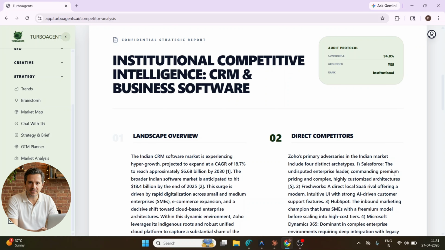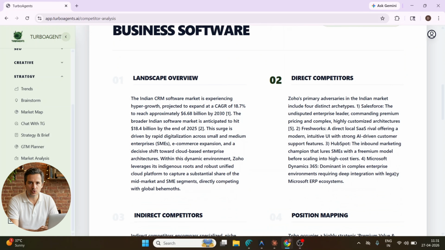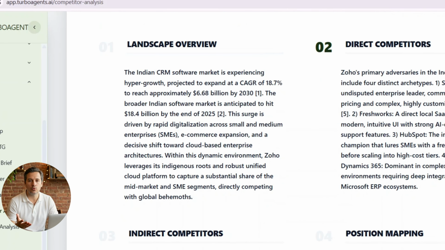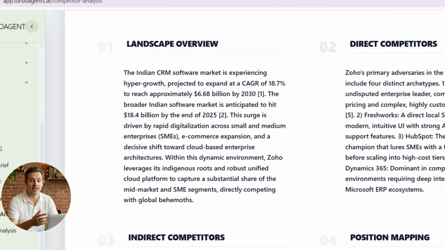Section 1 sets the landscape. The Indian CRM market is growing at a CAGR of 18.7% towards $6.68 billion by 2030, driven by SME digitization and a decisive shift to cloud architecture. That's not a vague trend statement. That's a cited, quantified market framing you can drop directly into a pitch deck or a board update.